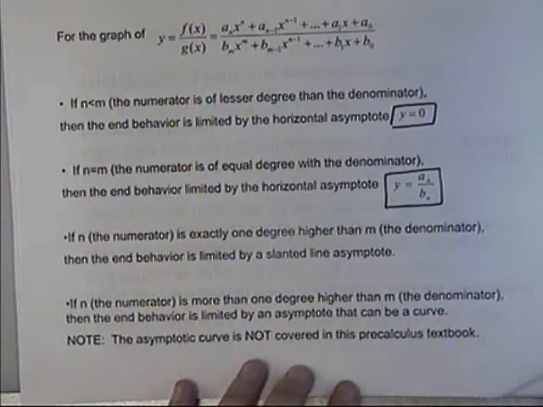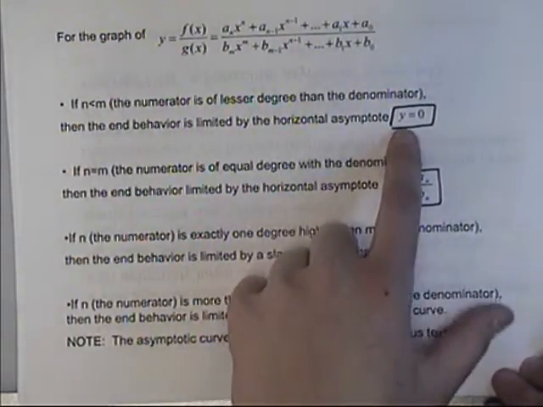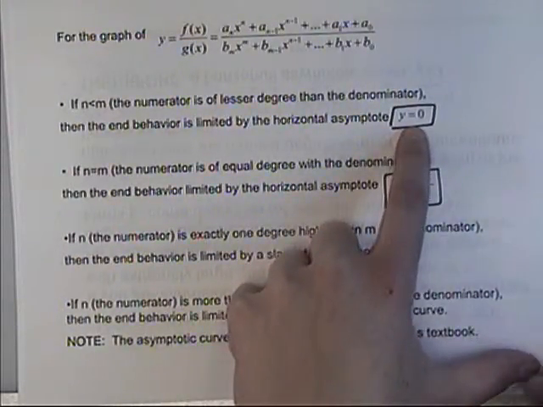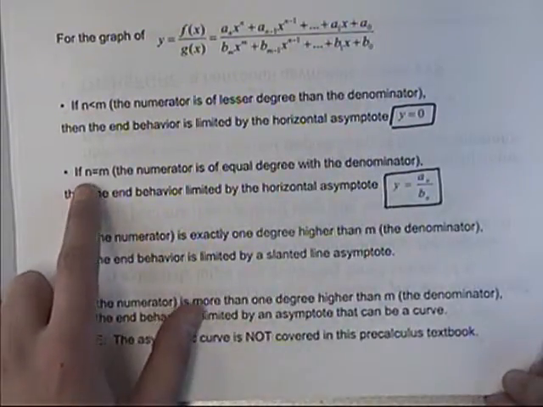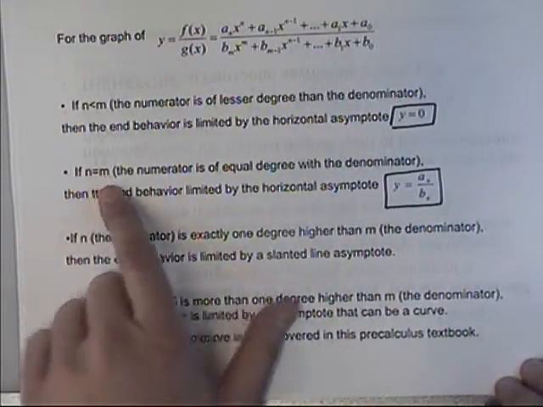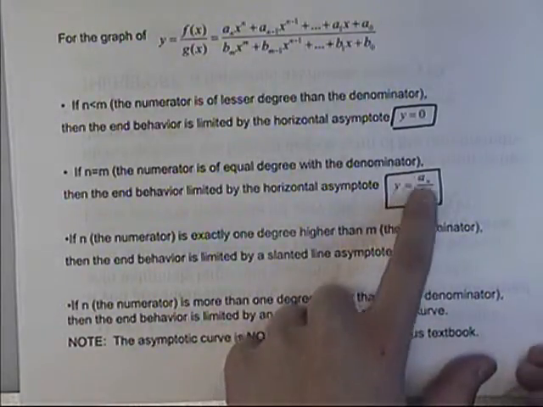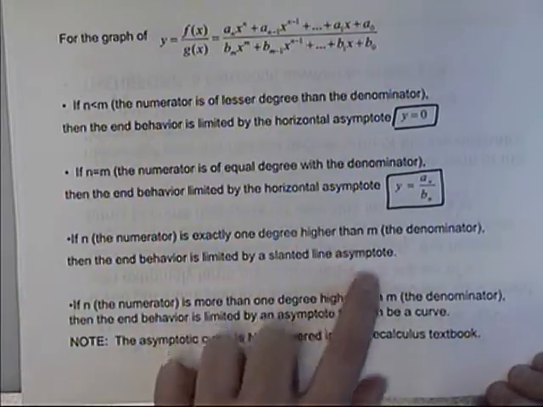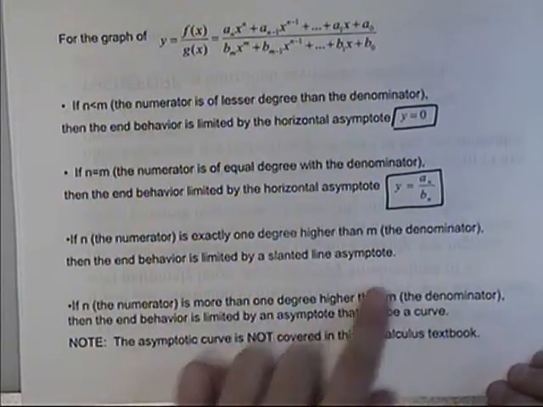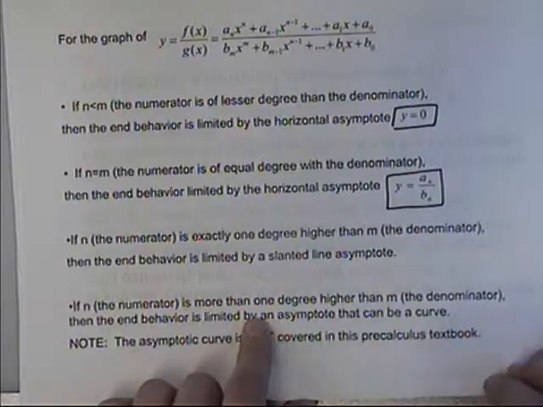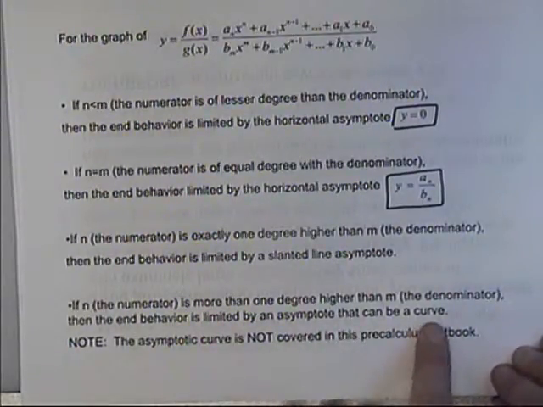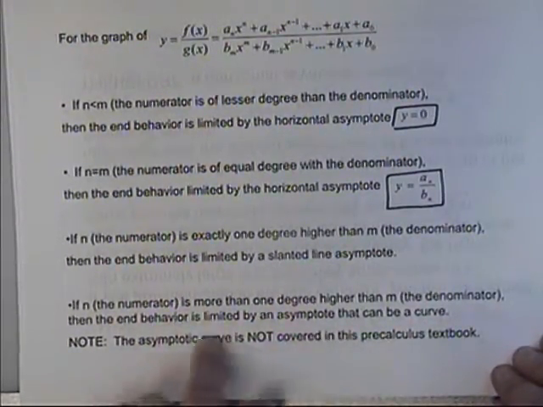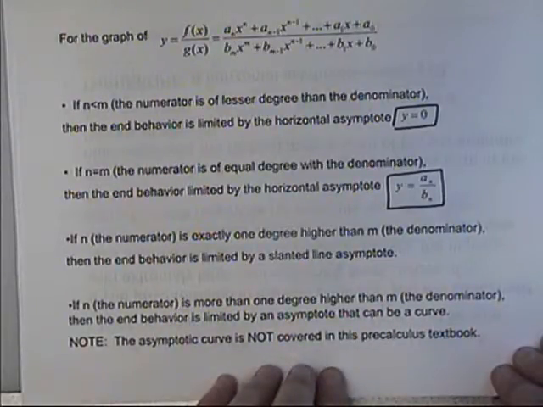So if the top coefficient is smaller than the bottom, then we have a horizontal asymptote that is basically the x-axis, y equals 0. If the top coefficient is equal to the bottom coefficient, then we have a line at y equals the fraction of those two numbers. And if n is higher, we either have what's called a slant asymptote, or if more than 1 degree higher, then it's going to be a curve. But this last one, the curve, is not covered in this pre-calculus textbook. Now I'll show you how to find each one of these three.